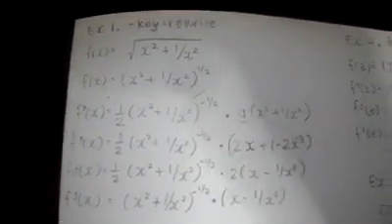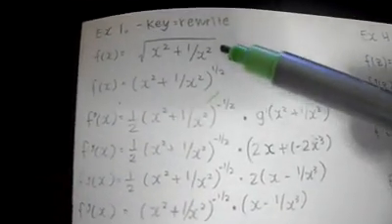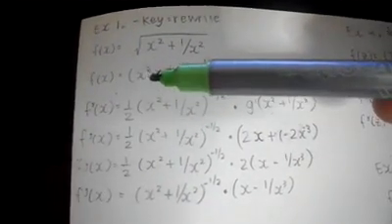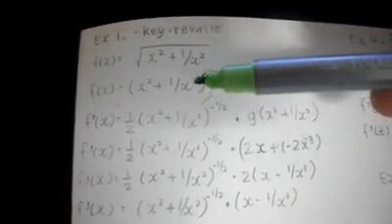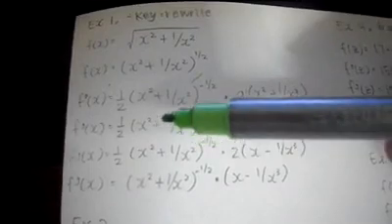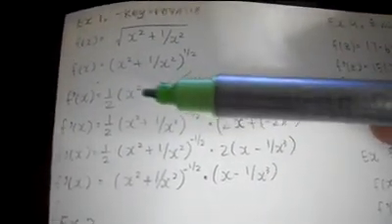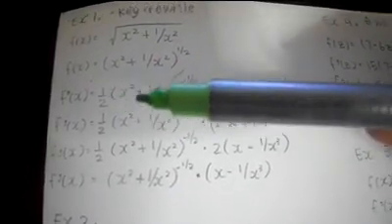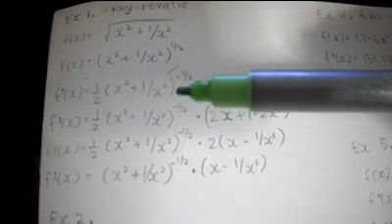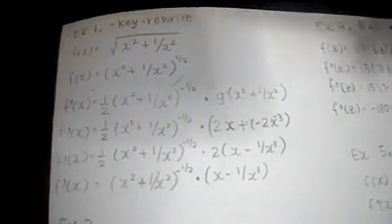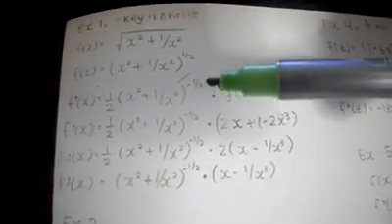Next problem, we have the square root of x squared plus 1 over x squared. This can be rewritten as x squared plus 1 over x squared to the power of 1 half. Now we can find the derivative of the outside function, which is the power of 1 half. We get 1 half times x squared plus 1 over x squared to the power of negative 1 half. Remember that we have to subtract 1 from 1 half, which is why we have negative 1 half.